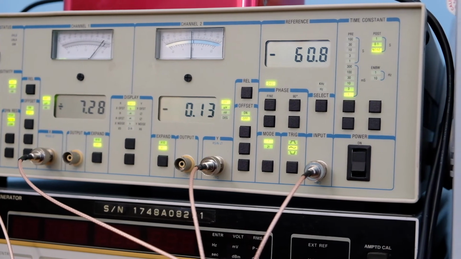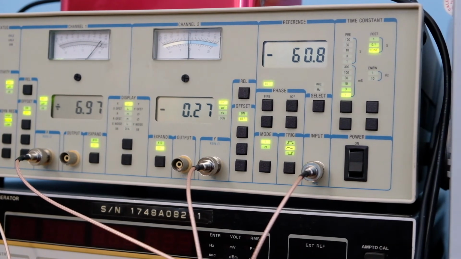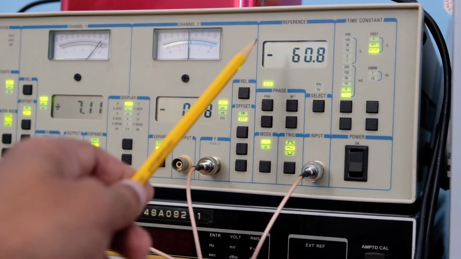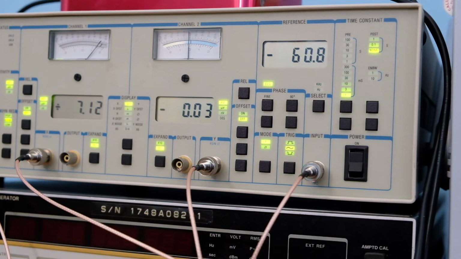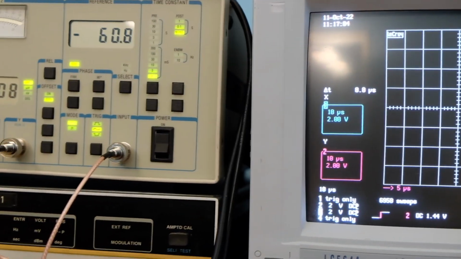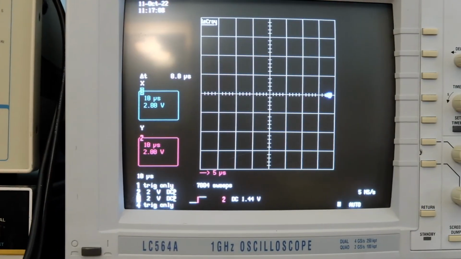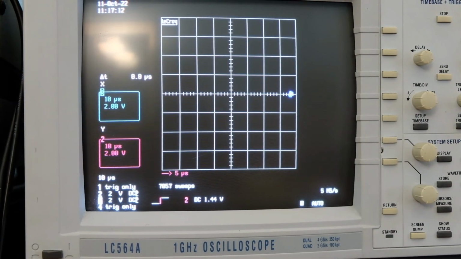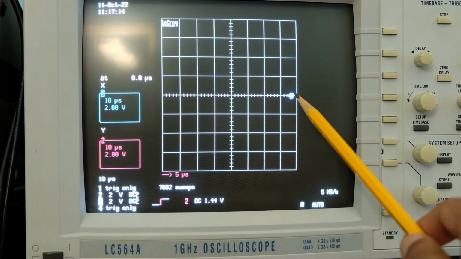So here is the lock-in. Is reading 7 millivolts RMS on the X, and on the Y it's 0. I've actually set the reference phase to 60 degrees, so basically the Y component is going to be 0 in this case. As you can see, the oscilloscope shows only an X component with the Y component as 0.